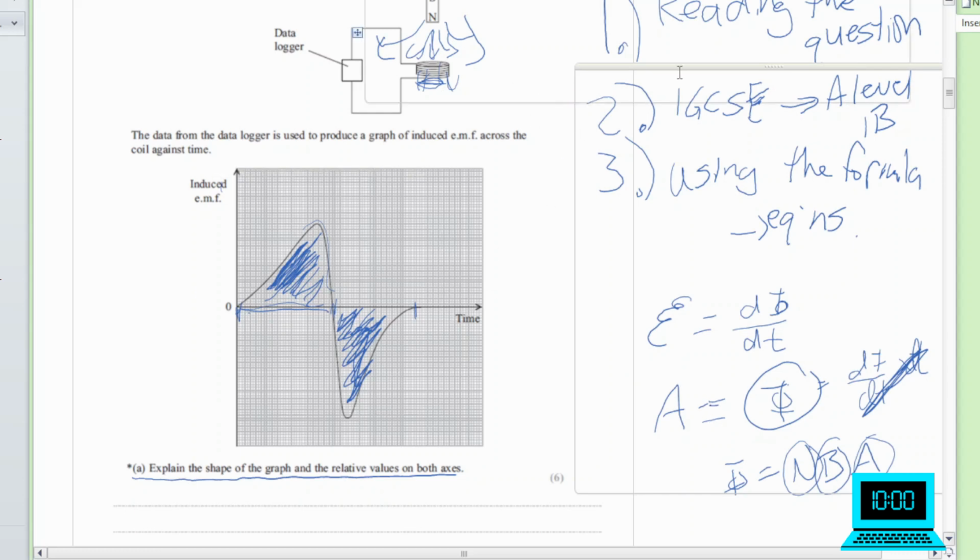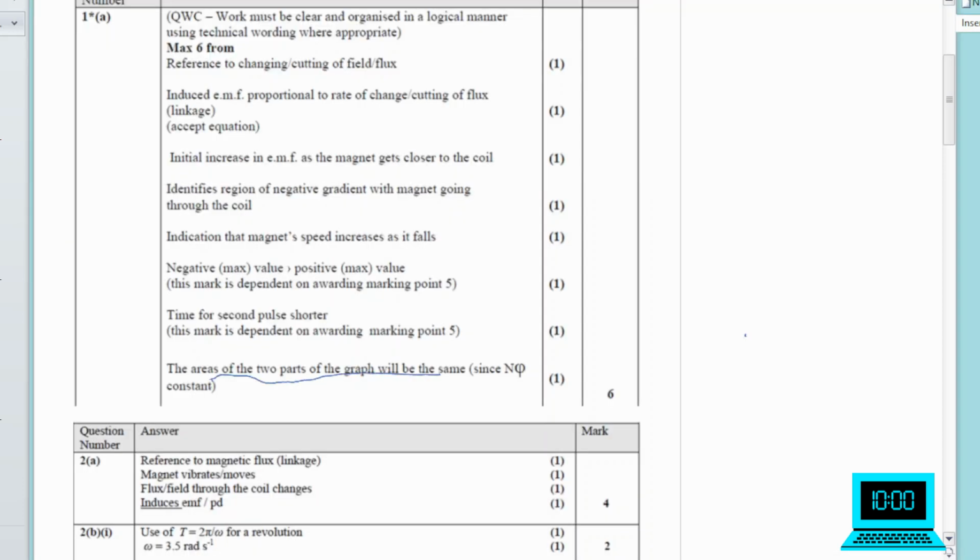In the interest of time, I'll just go to the mark scheme. Look at what you talk about. We know that these areas should be the same. Now I'm going to work backwards here. Why should they be the same? Well, we know that the time for the second pulse is shorter. Why is the time for the second pulse shorter? Well, the magnet's dropping through the coil, and because it's dropping through, we know the speed increases as it falls.